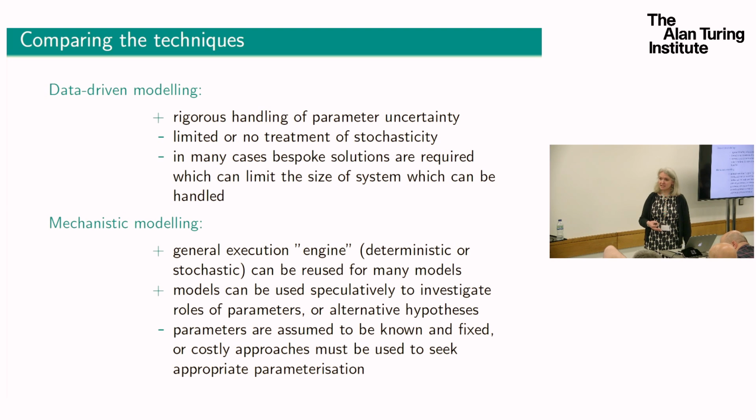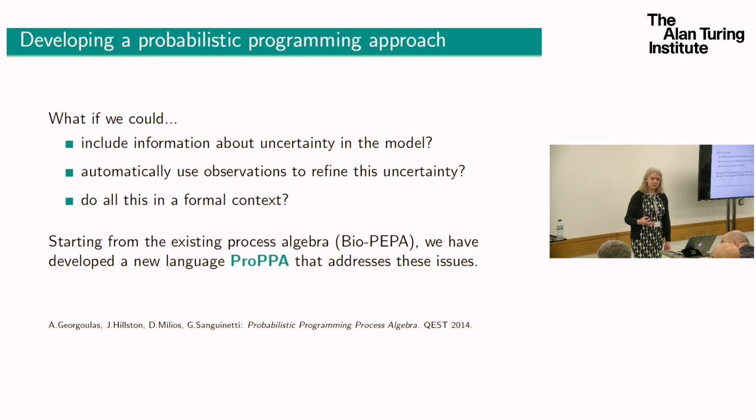The models can be used speculatively, so we can make changes to our hypothesis to investigate the role of parameters or parts of the system by changing them where we don't have data. But the parameters are assumed to be known and fixed, or we have these quite costly approaches to seek appropriate parameterization. So what we wanted to know was, is there a way of putting these two together to get the benefits of both, so that we could include information about the uncertainty into a formal model, automatically use observations to refine that uncertainty and do it in this formal context, which gives us a notion of being able to have a general engine and not having to make a bespoke solution every time we want to do this.